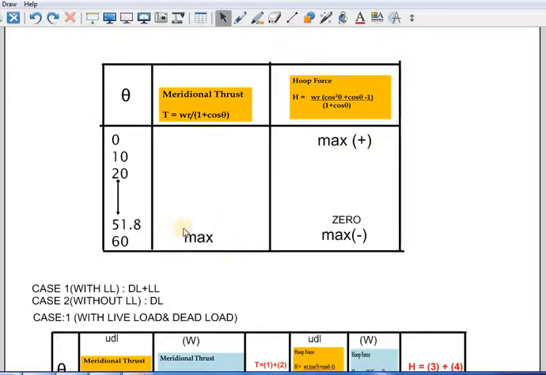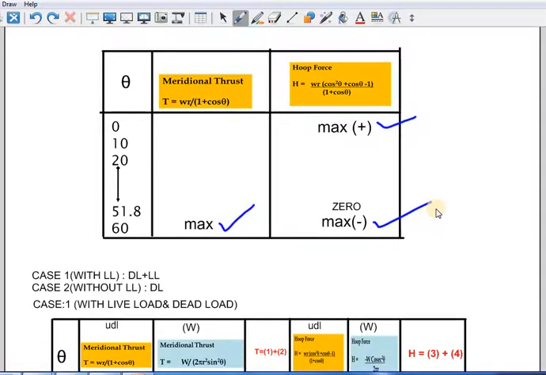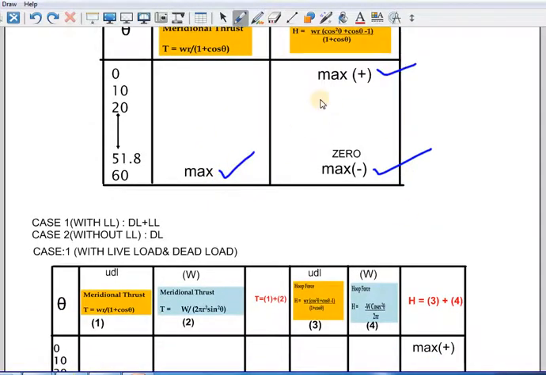You will get a maximum value here for t, and the hoop force, the maximum will be here, and it will be positive. As you come down, your value of theta will be reducing, and at 51.8 you will have 0, then it will be negative. So you should take the maximum positive value and also the maximum negative value, and for t you will get only one positive value. For these values you will be designing.